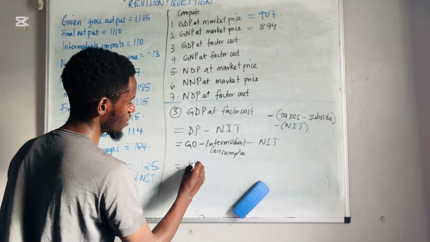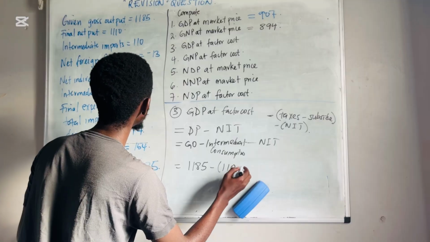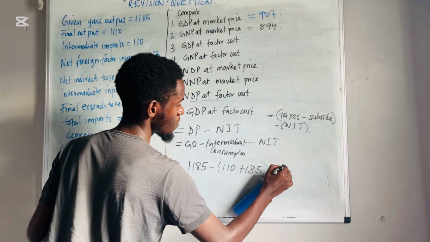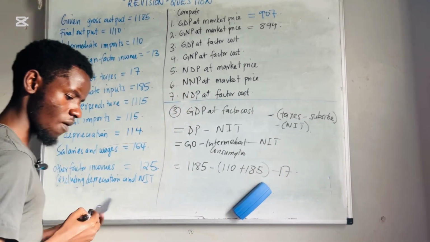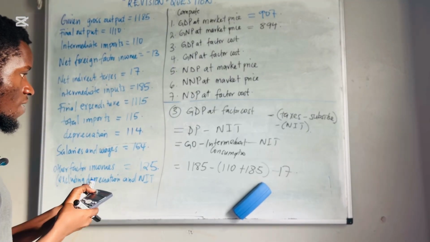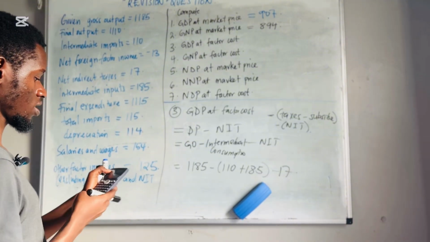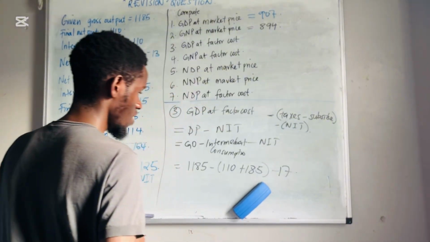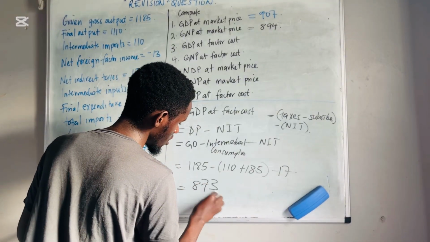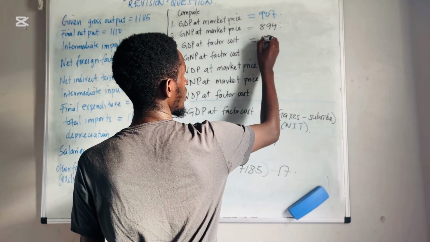Then we shall have our 1185 from the question minus 110, plus 1185 from the question minus 17. And at that point, we shall be able to have our answer as, let us press the calculator, 1185 minus 110 plus 1185 minus 17. Let's see that, and you see what answer we have there. It is 873. That is our answer for that part.